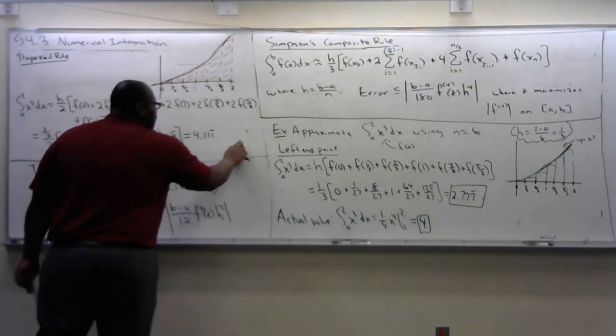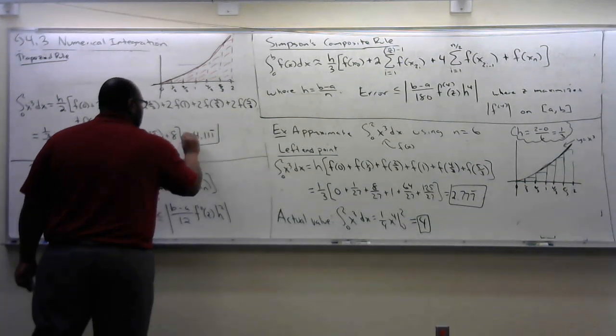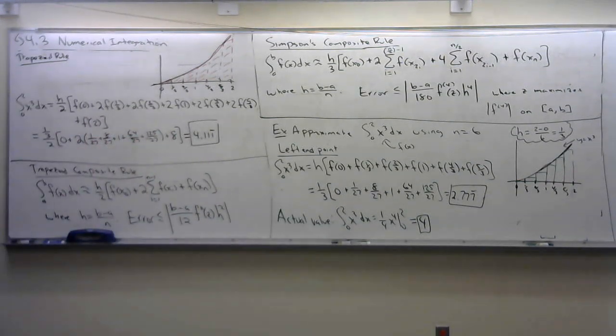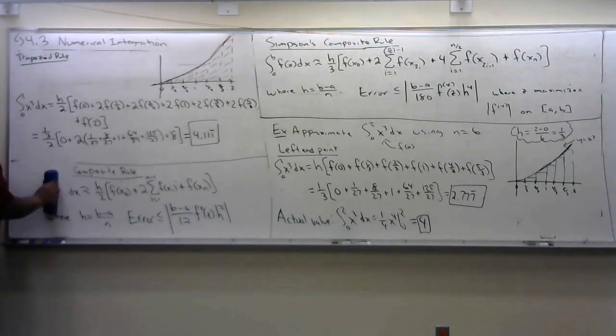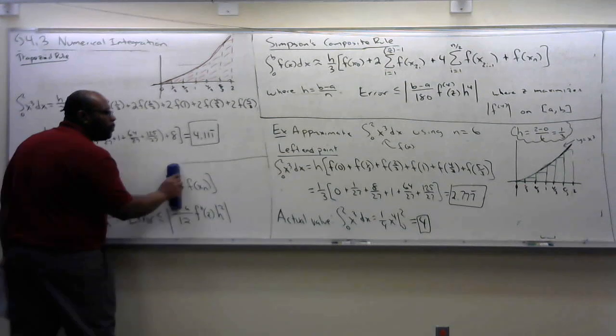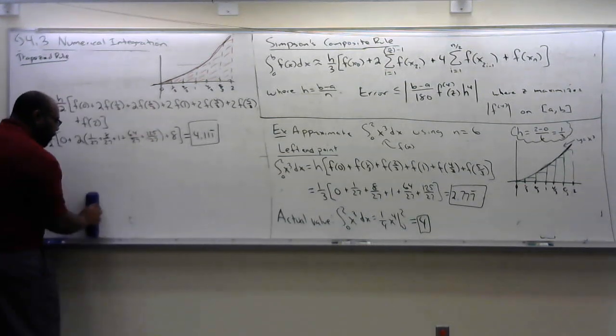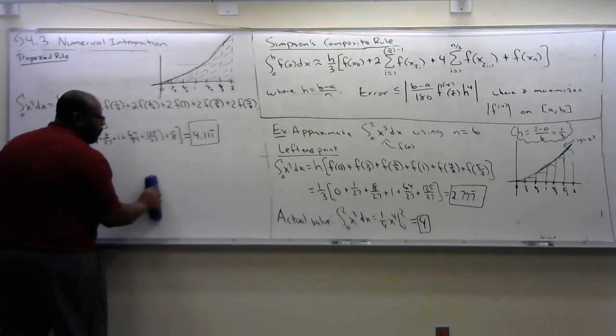This is a much better approximation. It makes me happy, right? 4.111111 is much closer to 4 than 2.7 was. So I'm kind of happy about it. It's still an over approximation, but we can kind of tell that from looking at the graph that we're going to get that to happen.